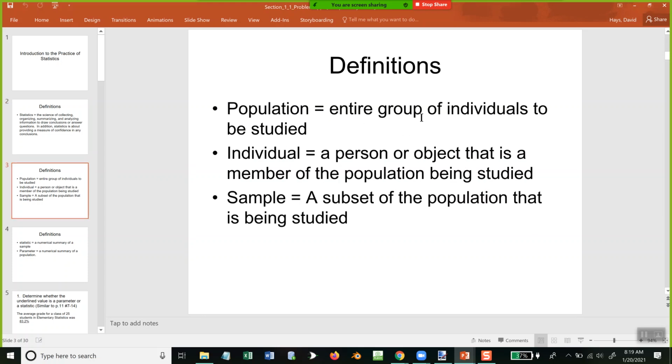Okay, population: the entire group of individuals to be studied. Now, this does not have to be big, and it does not have to be small. This is whatever you're studying. Maybe I'm going to study everybody in Wellington. So that'd be my population.